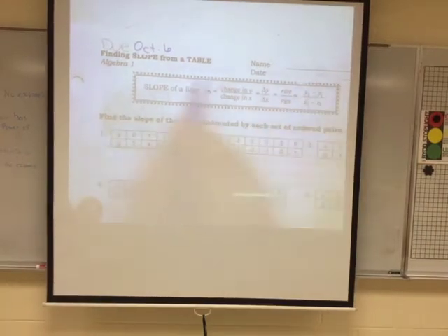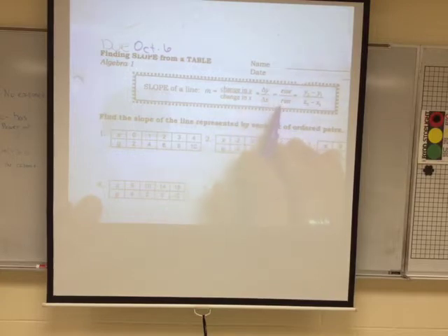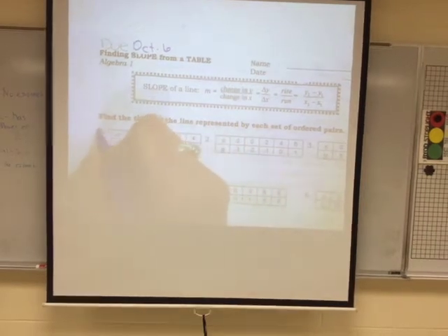So remember, the slope of a line is the change in y over the change in x, or the rise over the run. You can use this formula: y2 minus y1 over x2 minus x1. What I'm going to do is go through and do a couple of problems with you. So let's take a look at number 1.